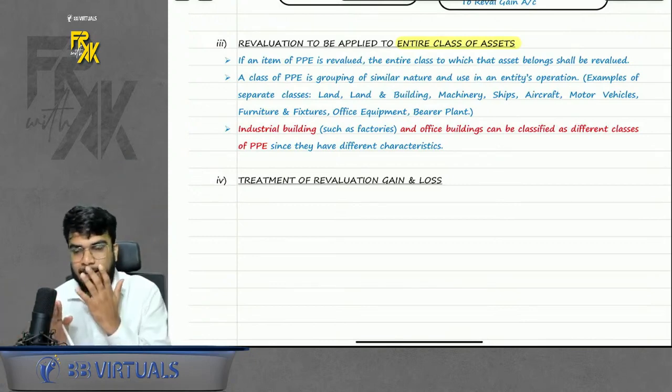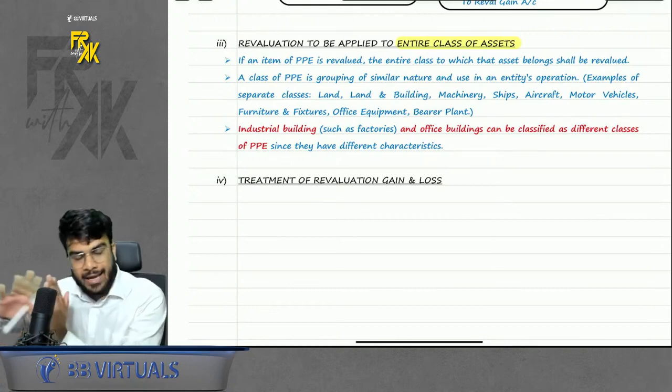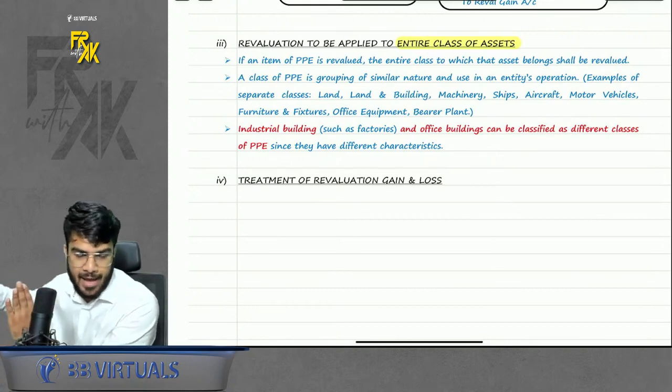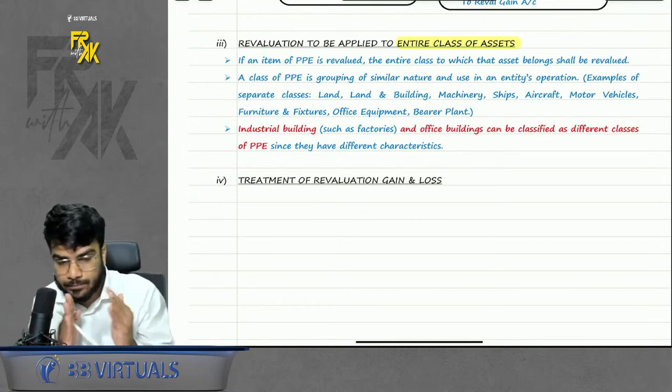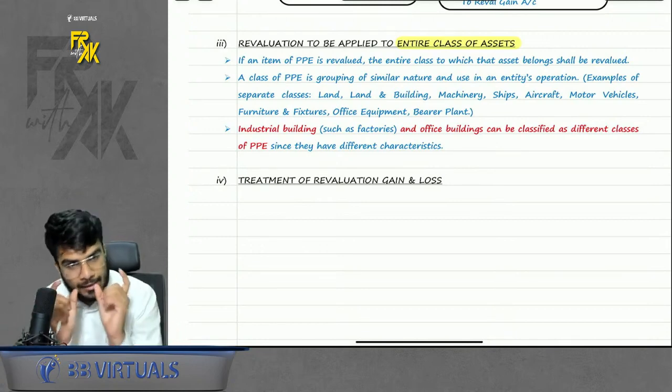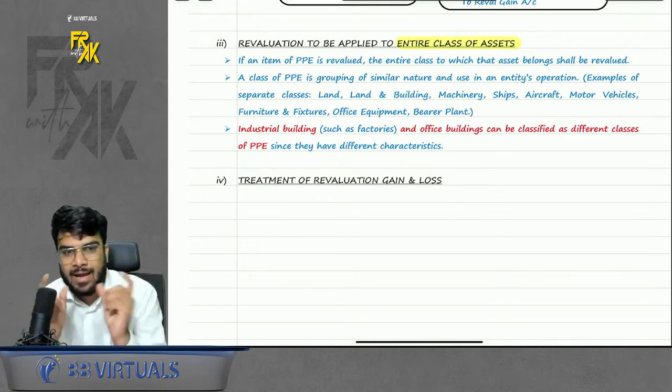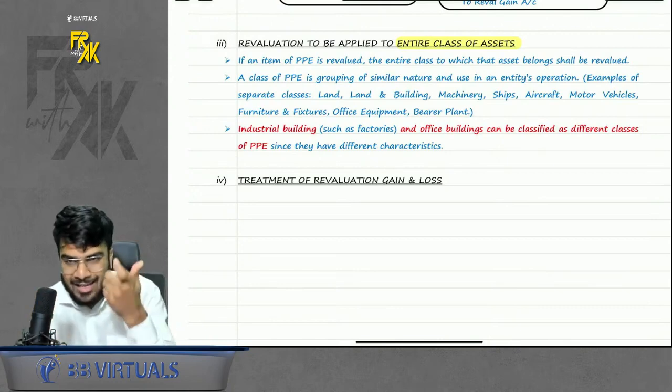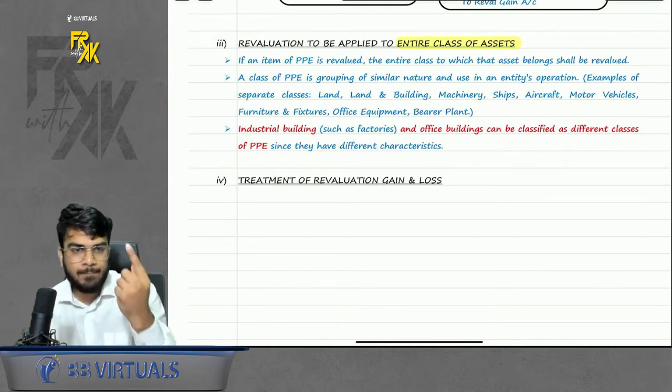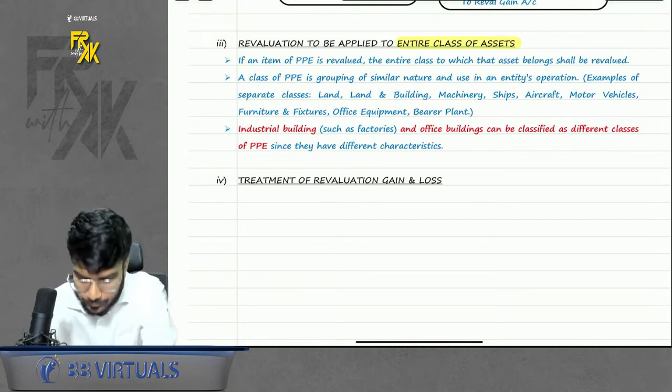You can apply different models to different classes. For example, I can apply cost model to the buildings I have, and I can apply reval model to the mobile phones I have. Different methods are allowed for different classes. But if any assets belong to the same class, you will have to apply that single method, right? So we will write it down.